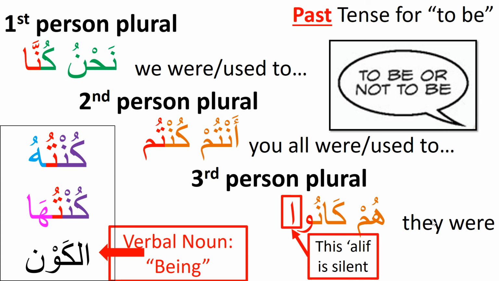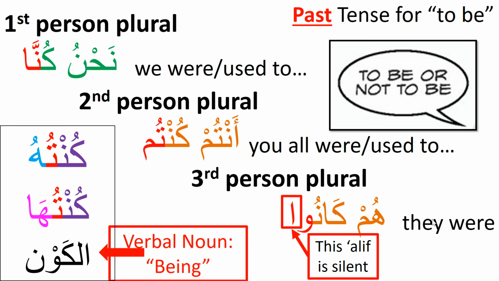Now, here, our last one is third person. So we switch to third person and we take the aleph back. We don't lose that middle letter anymore. We bring it back. So now it's hum kanu. Now you might notice there's another aleph at the end. So our suffix here is a waw and then an aleph. That's our ending to make it a past tense conjugation.